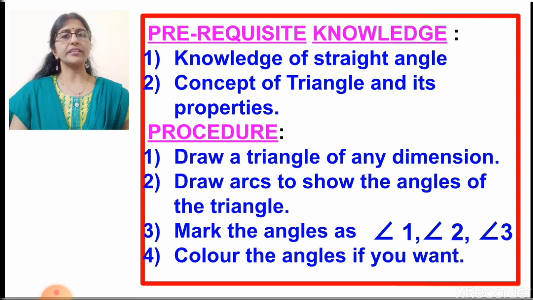Then you will write procedure. First, draw a triangle of any dimension. You can draw any triangle, so that you will mention. Second, draw arcs to show the angles of the triangle. Using compass, you will show the arc, how I have shown you in the activity. Same way, you are also going to show the arcs. And then third point, mark the angles as angle 1, angle 2, angle 3. Then fourth, color the angles if you want. If it is a plain white paper, you can color it.